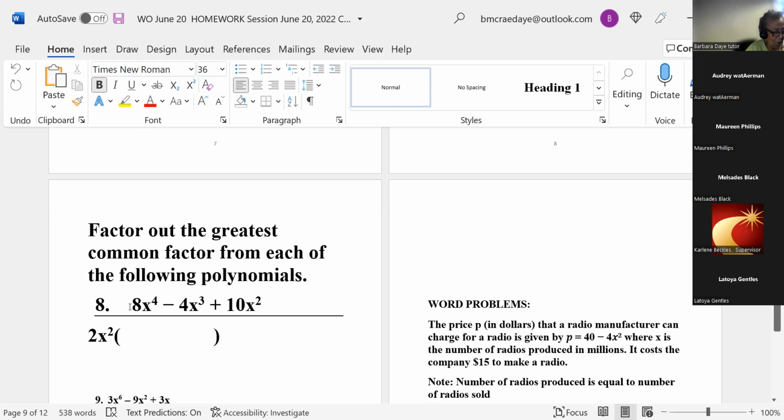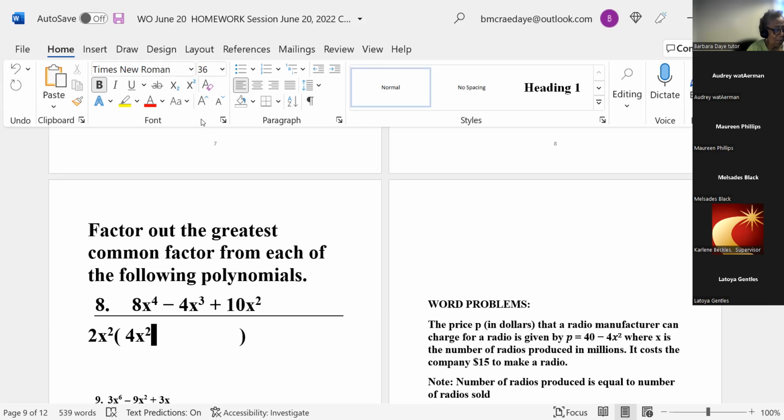Let's take the first term. 2 times what number gives 8? 4. So that would be a 4. And x to the second times x to the what? X to the 2. That's right, x to the 2. There we go. All right, so you got the first term, correct?